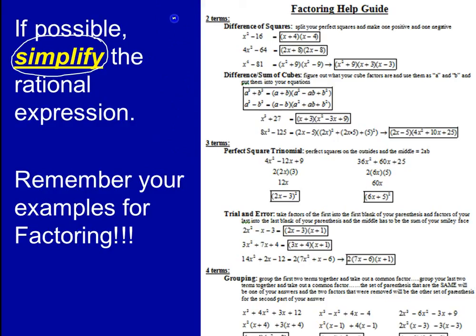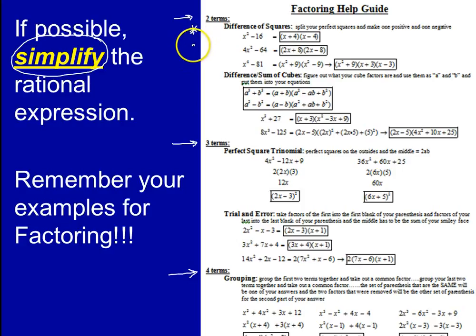Now, we had three different kinds of factoring. We had two-term factoring, three-term factoring, and four-term factoring. Remember, two-term factoring, we had two different kinds. We had difference of squares. And with difference of squares, remember there are both squareds. We split them up. One was positive, one was negative.